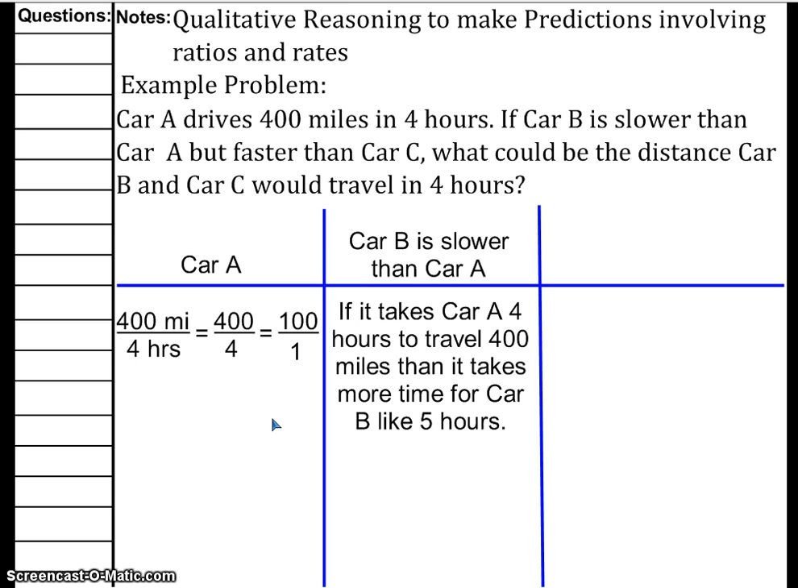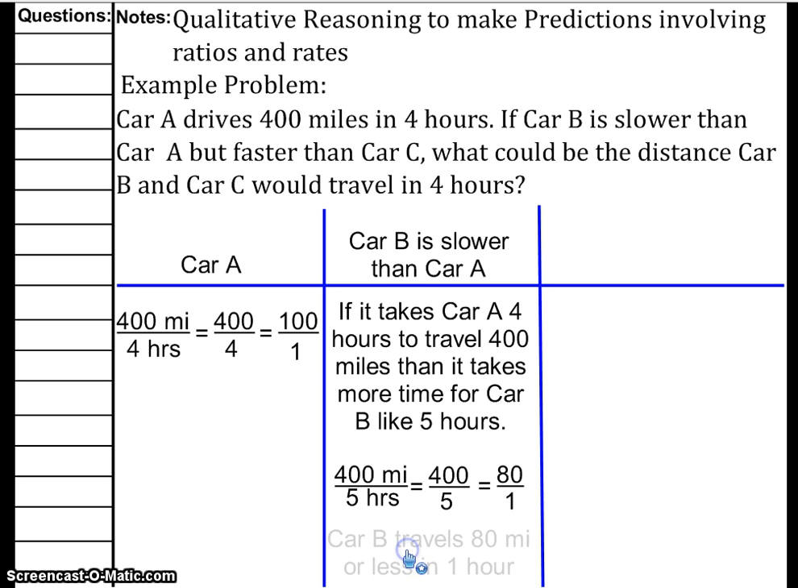So let's say it would take car B 5 hours. So then we have 400 miles, the same distance, in 5 hours. Here we have 400 over 5, which simplifies to 80 in 1 hour. So in the same amount of time, 1 hour, car B travels only 80 miles, or less, in 1 hour. So that shows us here that car B is slower than car A.